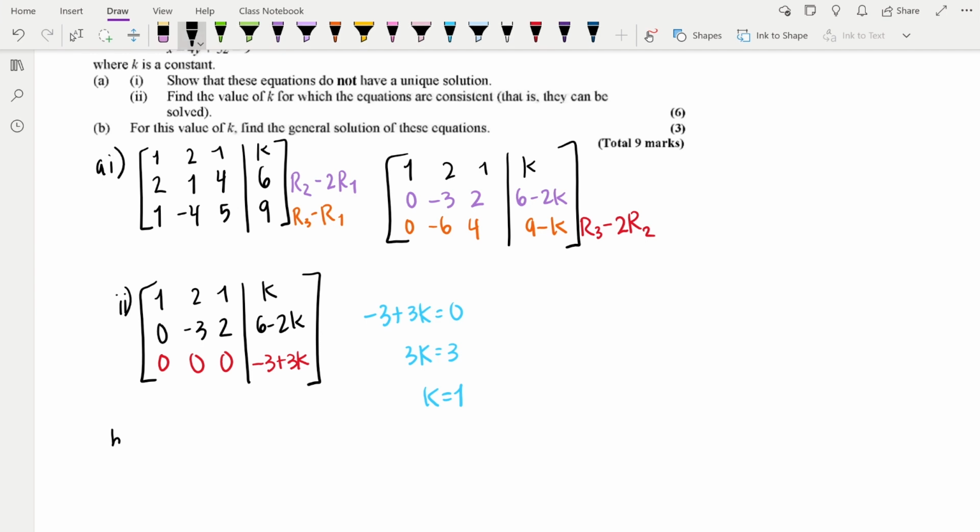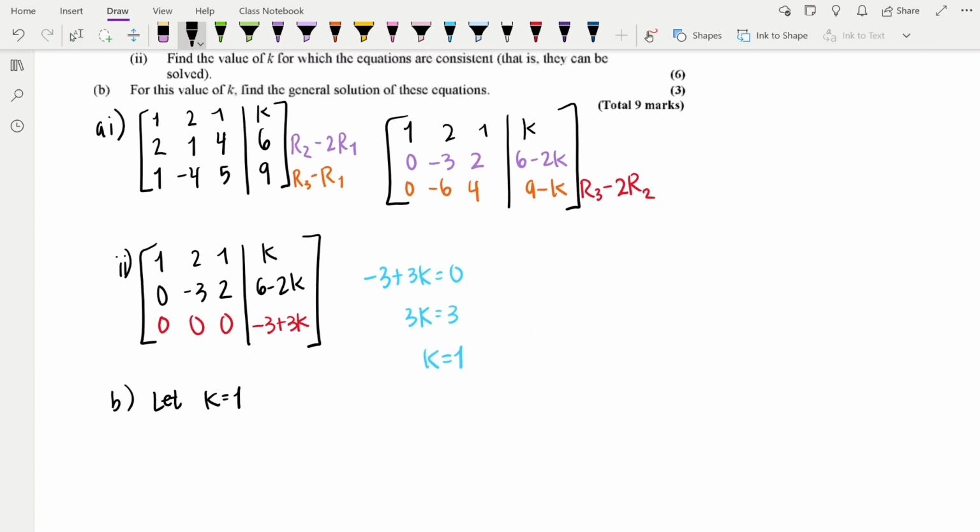So for part B, let's let k be equal to 1. That brings our system down to just these two equations. So this means we have x plus 2y plus z is 1, because k is 1, and negative 3y plus 2z is 6 minus 2, that's 4. Again, because k is 1. Since this one doesn't have an x, it's really going to be easiest if we just define either y or z to be whatever parameter. So let's say that we let z be lambda.